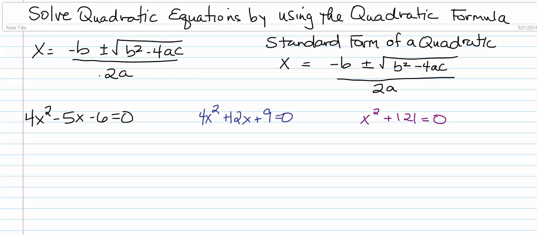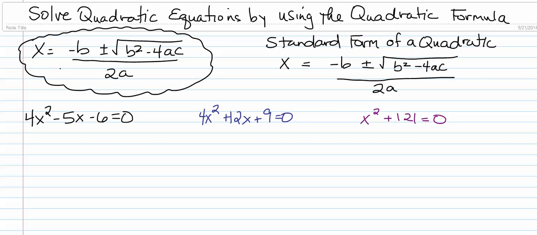So the quadratic formula is this formula right here. It says in order to find the values for x, x is equal to the opposite of b plus or minus the square root of b squared minus 4ac all over 2a.